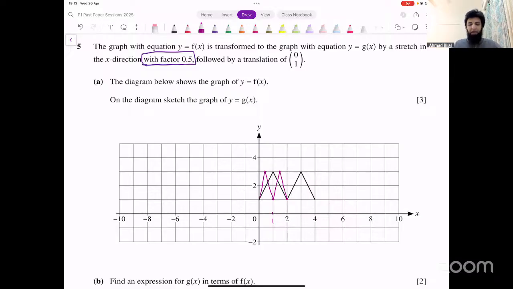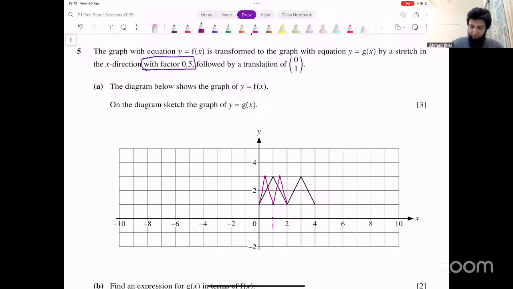Okay. And then you have to do a translation (0, 1). What does that mean? 1 unit in the upwards direction. That's the translation you have to do now. So move the graph 1 unit up and see what that gives you. Every point will move 1 unit up, so you get something like this. You start from here and you go here. This is what you get.